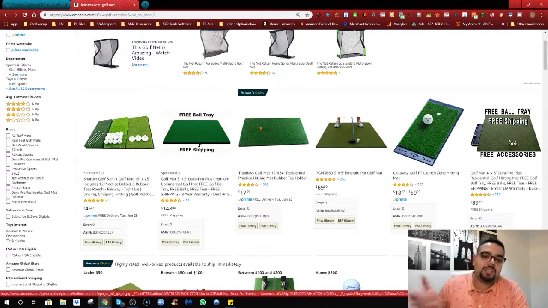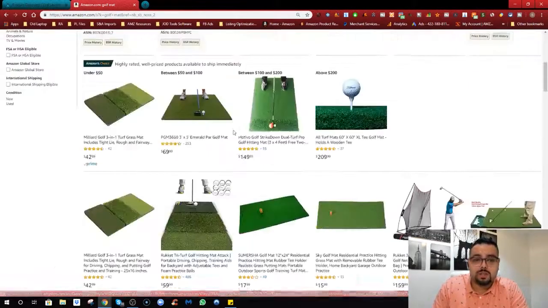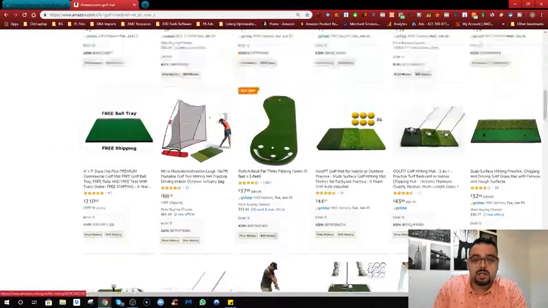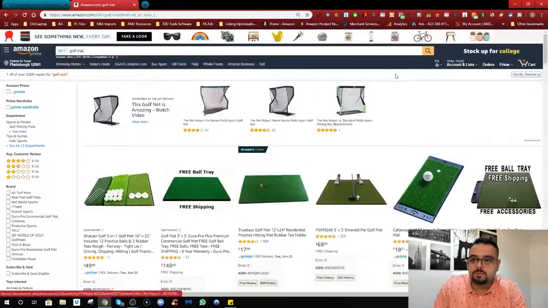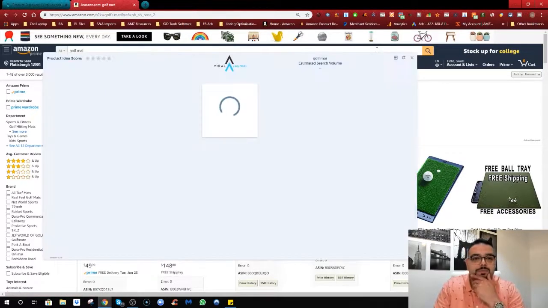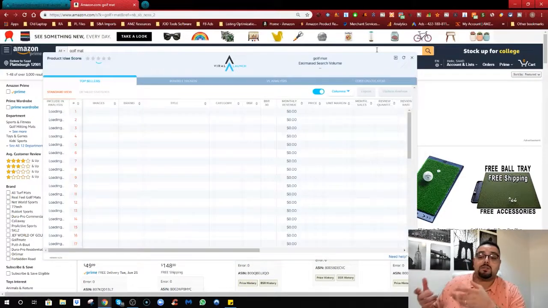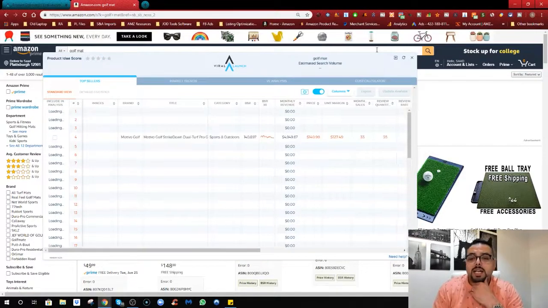It's a golf mat that you can bring inside of your office, you can bring inside of your garage, whatever, and you practice your swings and you golf. So if I look at golf mat here, most of the golf that we have is a mat. Now I'm just going to search and let's see what's up here. And it's an easy product, small, it could be rolled, maybe it's a little bit heavy, but the price is high, which I like. But let's look what's going on.